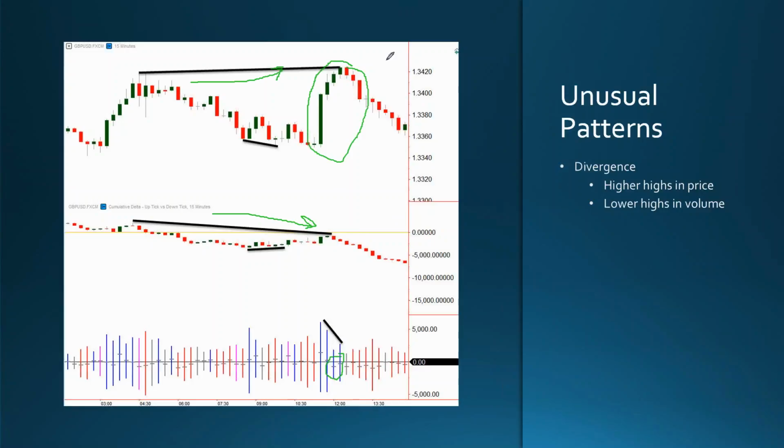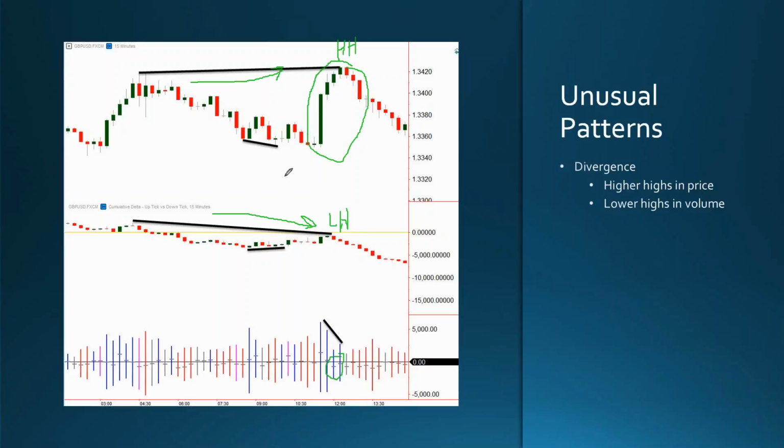So there's two different ways to see it. You'll see it because the cumulative delta is making lower highs, but price is making higher highs. So you have a higher high with a lower high down here, and that is equal to trend divergence, okay? Or you can just see it in the directional volume as sellers are stepping in, okay?